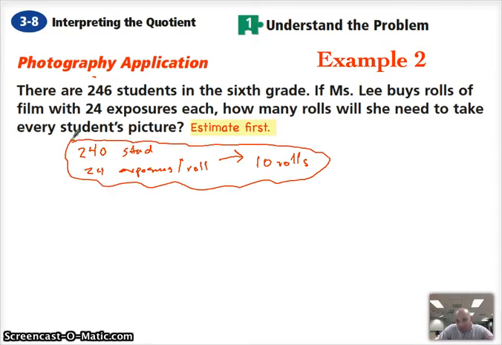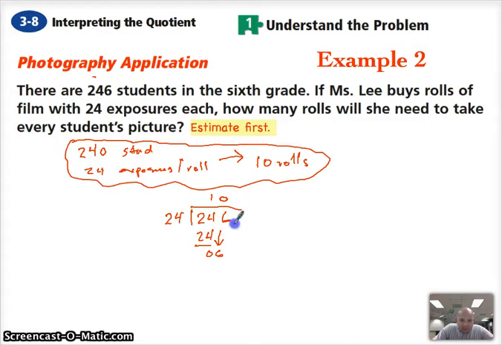Now we have 246 students, however. So in this problem, we're going to go ahead and divide 246 by 24. It's a little more than that 240. Let's go ahead and work through the problem. Bring down the 6 here. How many 24s into 6? Well, there's 0. So we've got 10 rolls.